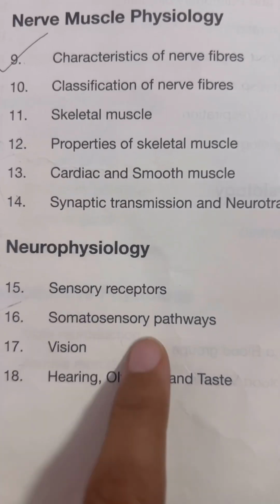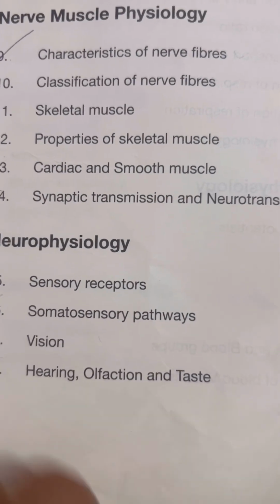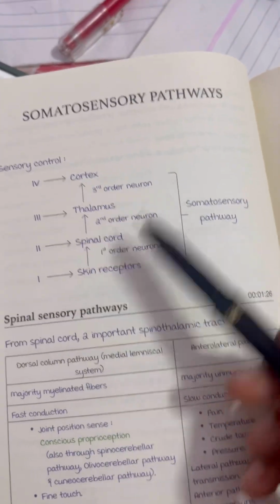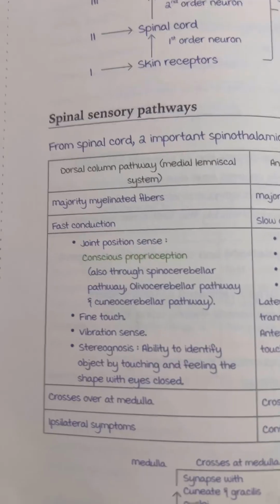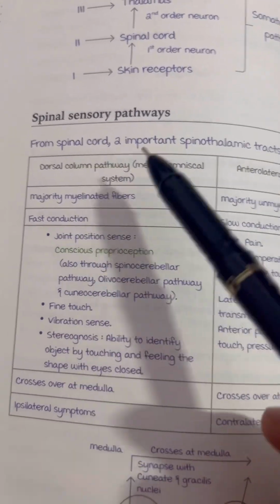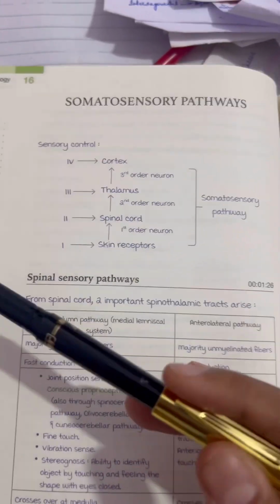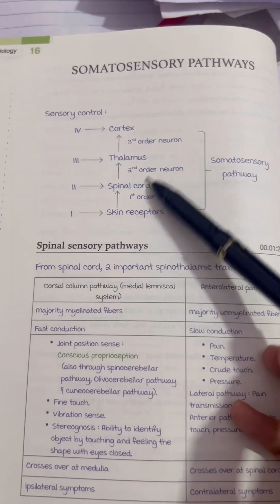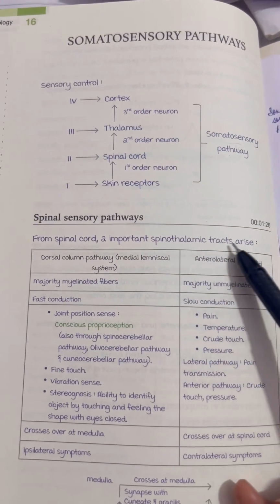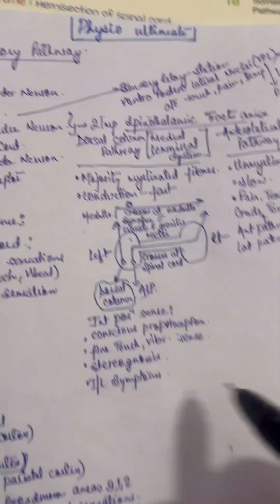Let's start with the second chapter, that is somatosensory pathways. This chapter starts with what we studied in the last chapter, so we don't need to study this again. Next comes the spinal sensory pathway. As we learned in the last chapter, in this somatosensory pathway there are two important tracts, including the spinothalamic. So let's study the diagram.